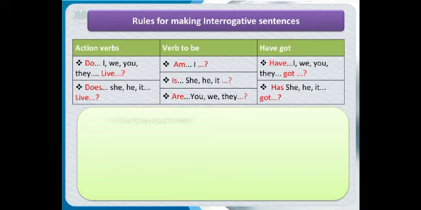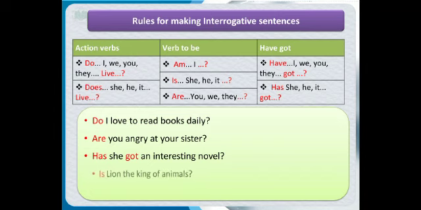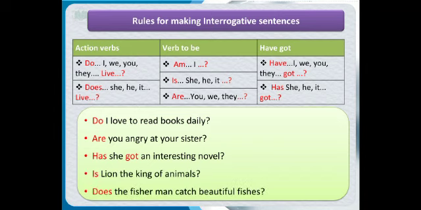Let's see some examples. Do I love to read books daily? Are you angry at your sister? Has she got an interesting novel? Is lion the king of animals? Does the fisherman catch beautiful fishes? So you can see all the verbs come at the start of the sentence. Do, are, has, is and does.